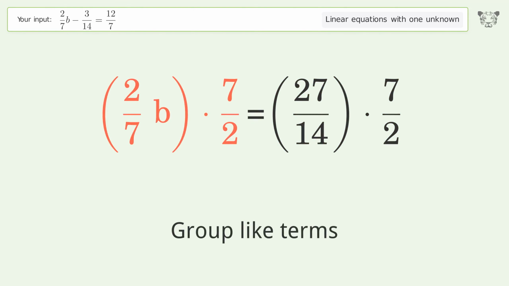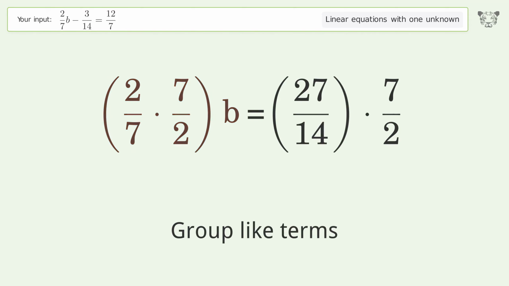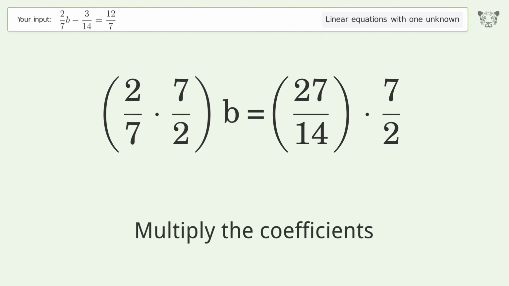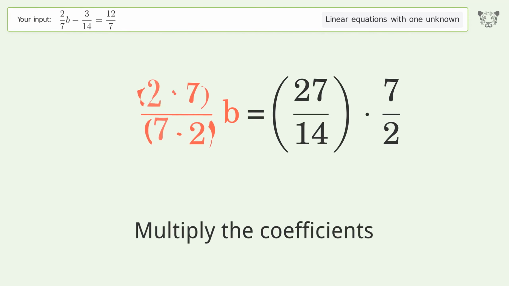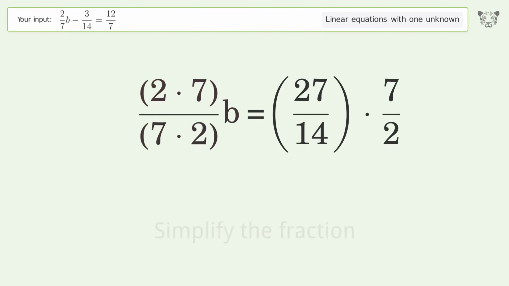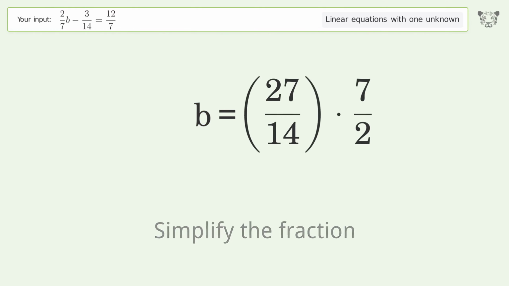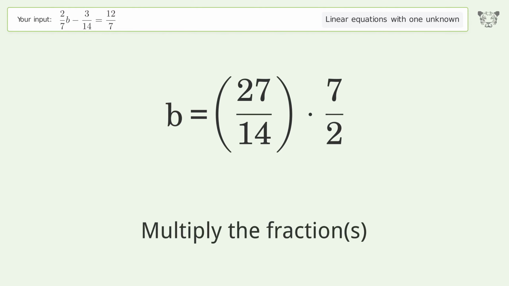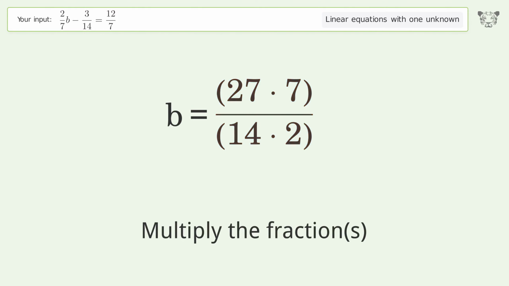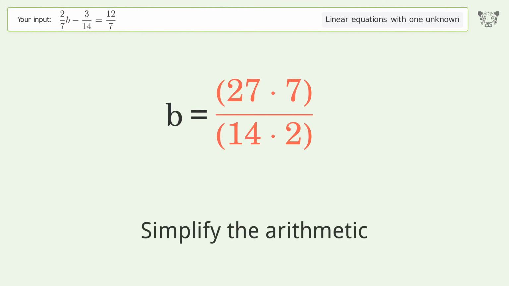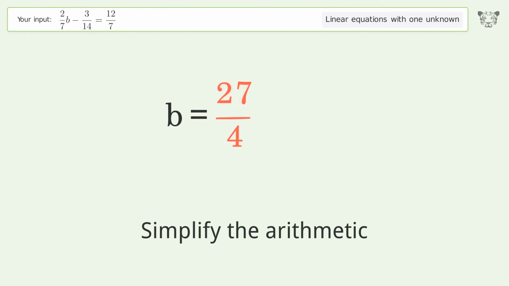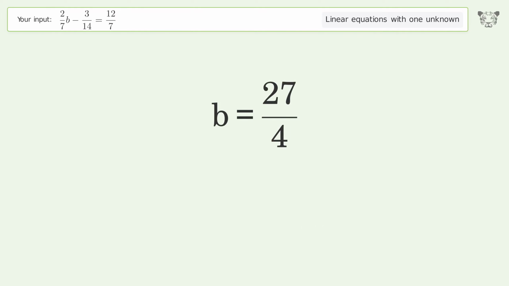Group like terms. Multiply the coefficients. Simplify the fraction. Multiply the fractions. Simplify the arithmetic. And so the final result is b equals 27/4.